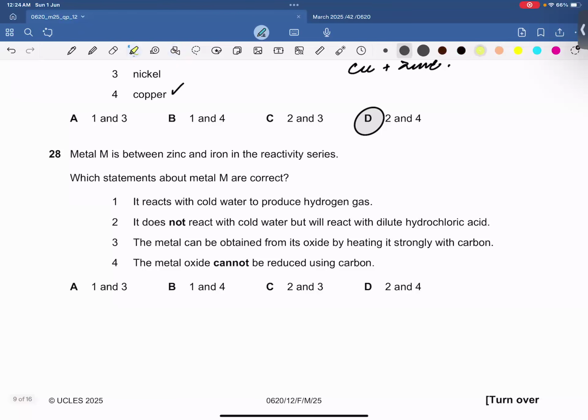Question 28. Metal M is between zinc and iron, which means metal M is between zinc and iron in the reactivity series. This means metal M is more reactive than iron and less reactive than zinc. Zinc, metal M, and iron. That indicates it is more reactive than iron, but less reactive than zinc. Which statements about metal M are correct?